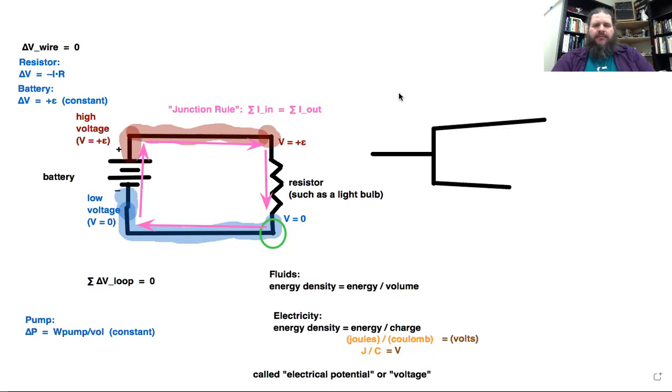And let's say the currents are labeled, let's say we've got current flowing in, and that branches off into these two directions. If we label those, let's say I sub 1, I sub 2, and I sub 3, what can we say about these three currents? How would those have to be related to each other?